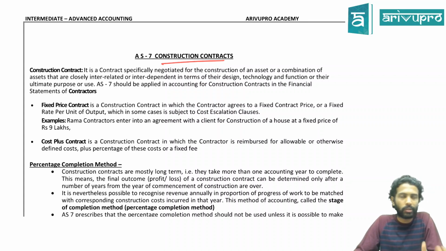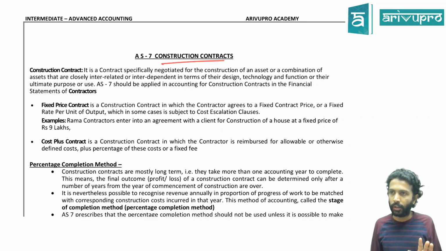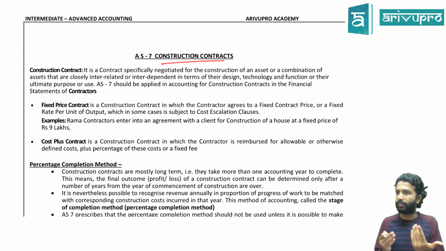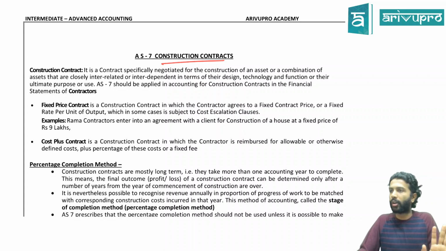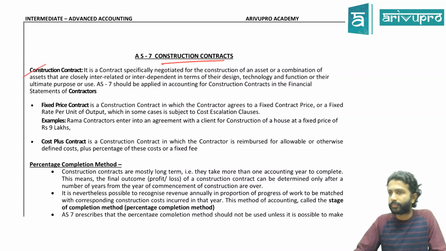It also includes intangible assets, but at our IPCC level we'll restrict ourselves only to the tangible asset portion. So it is mainly for contractors, the guys who build the property not with an intention to use it, but just to give it off. They're pure contractors: build and give it away, and in return they will get some money. How they should recognize the income and expense is the essence of AS 7.